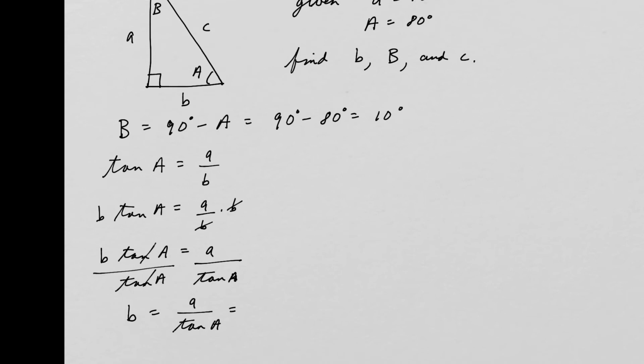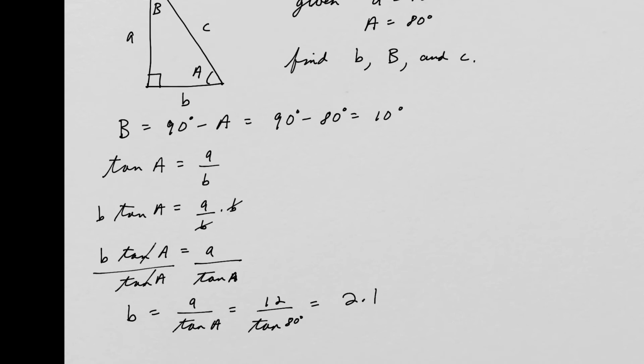So if you plug into that, right, you're going to have 12 over tan of 80. And that's equal to, be careful, make sure your calculator is in degrees, not radians, right, if your angle is in degrees. So that's going to be 2.1. So it looks like B is around 2.1 units, whatever it is.